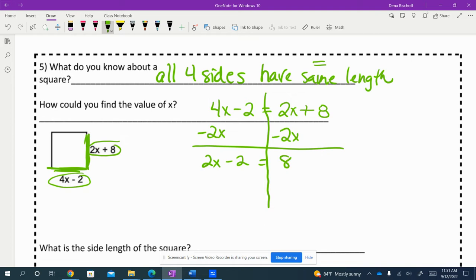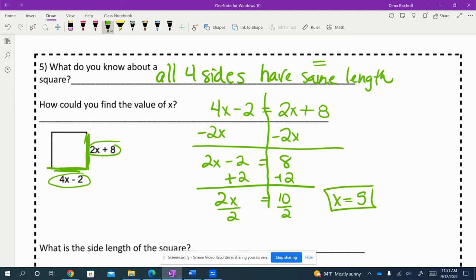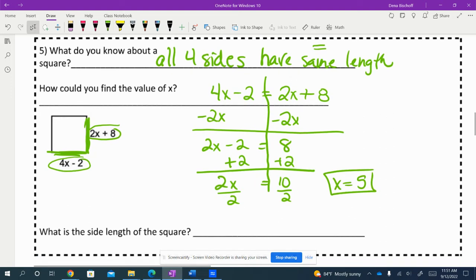Aiden, what do you want to do next? Divide it by 2. How about if I add 2? Good job. Add 2 to both sides. So 2x equals 10, and then we'll divide by 2, and I find out that x equals 5. But the question doesn't necessarily say what does x equal. What does that question on the bottom say? What is the side length of the square? Yeah, what is the measure of one of the sides? How do I figure that out?